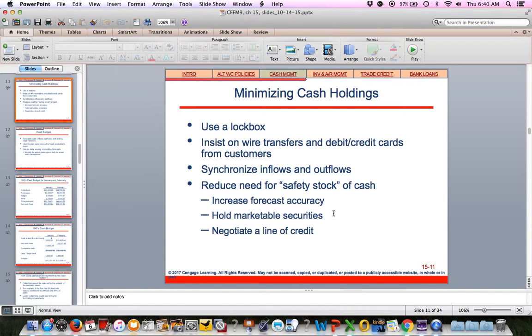Or holding marketable securities just means, as we have extra cash, putting that into a money market mutual fund, or some kind of mutual fund or investment that's fairly liquid but still gets you at least a decent return so that your money's working for you at least a little bit. So that's what all that means about minimizing cash holdings. They do a good job of explaining that also in the book.